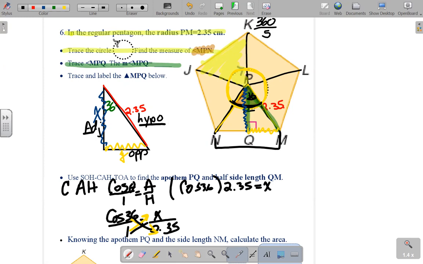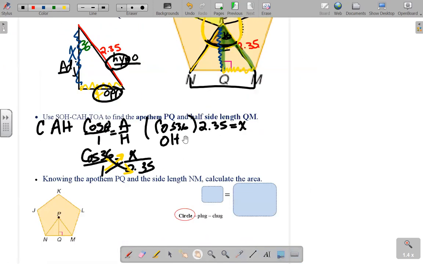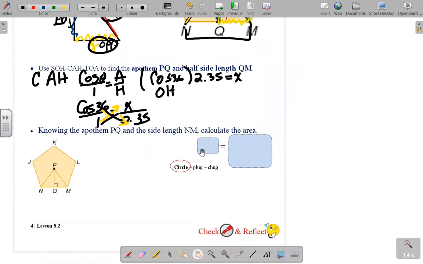Now let's set up Y. Y is O and H. OH. What goes with OH? Sine, cosine. Mm-hmm, you're correct. So, hang on. No, don't. You remember, you don't touch a calculator until you've set it up. So that's going to be sine 36 over 1 equals opposite y over the hypo, which is 2.35.